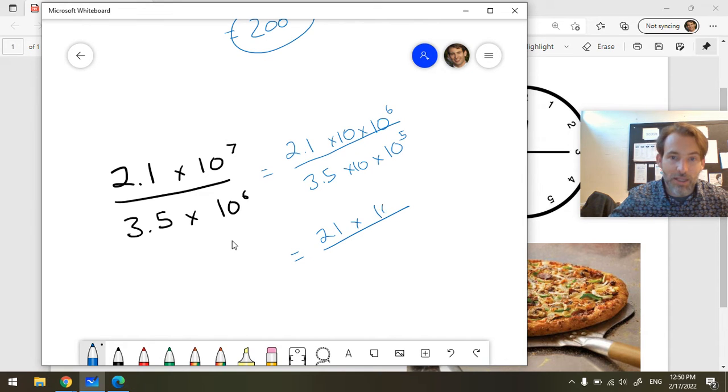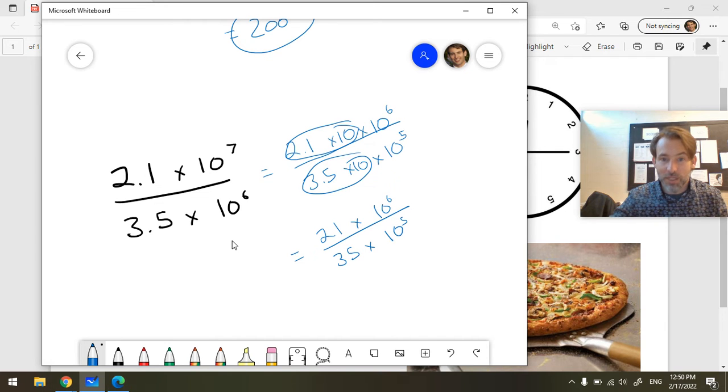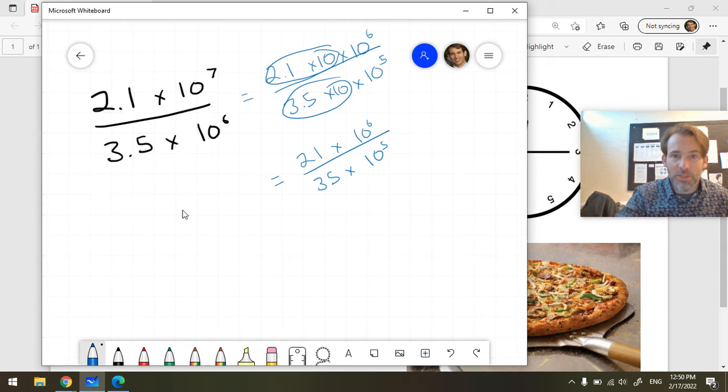Multiplied by 10 to the 6. So I'm going to actually do that multiplication and that multiplication. 3.5 times 10, 35 times 10 to the 5. Okay, I haven't changed this. The equal sign means it's the same. I've just written it in a new way that's more convenient to my purposes.